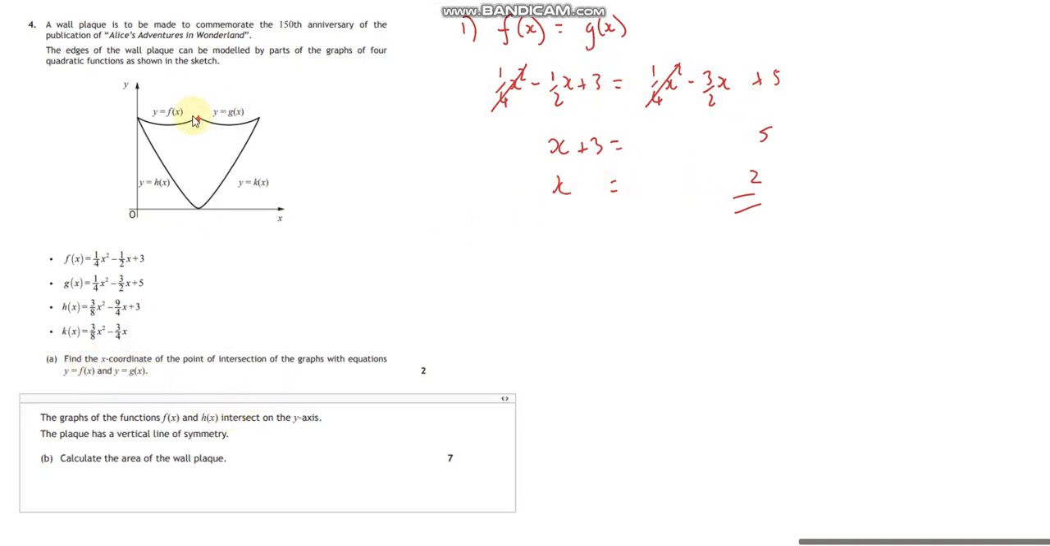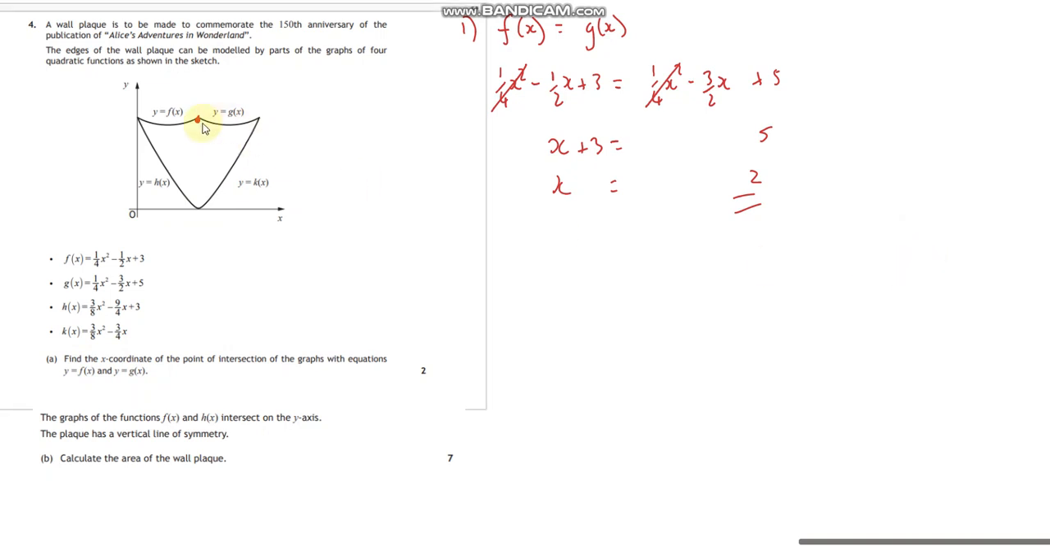And it's just the x coordinate, they don't want the y coordinate. That's fine. So that means it's 2. And if you read the question, this is nice and symmetrical about the point 2.